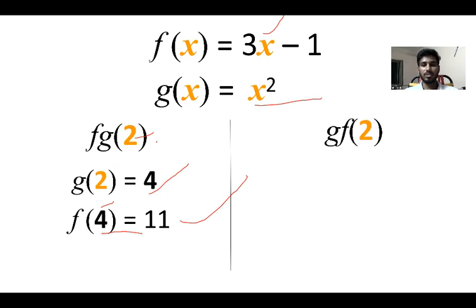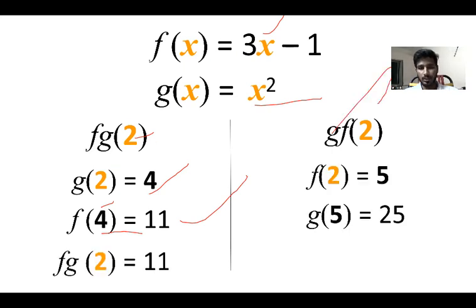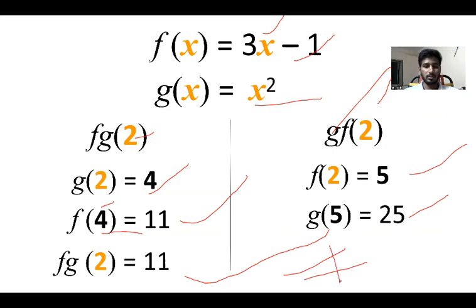So f of g of 2 is 11. Now g of f of 2: f of 2 is 3 times 2, which is 6, minus 1, it becomes 5. And g of 5 becomes 25, when we square 5, it is 25. So by studying this problem carefully, here also f of g of x is not equal to g of f of x.